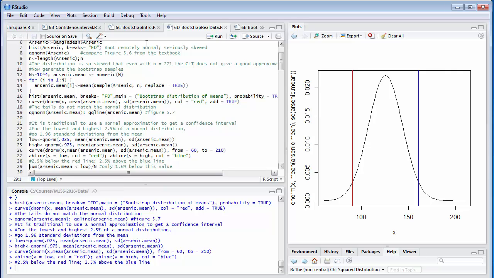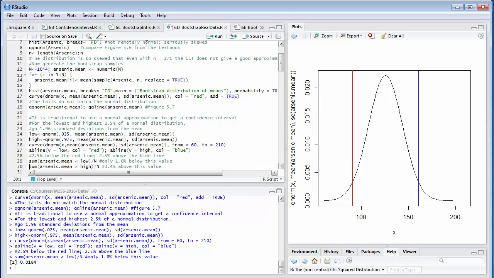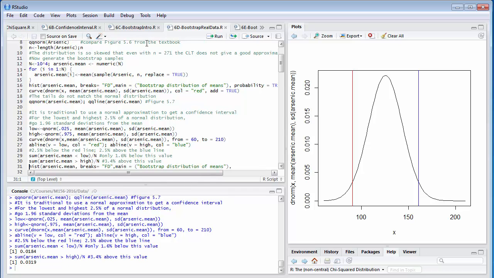If, on the other hand, we look at our bootstrap distribution from the arsenic concentrations, we find that we're only below the red line value 1.5% of the time. We're above the blue line value 3.4% of the time, and we have the usual problem of a confidence interval with the property that we're wrong on one end significantly more frequently than we're wrong on the other end.